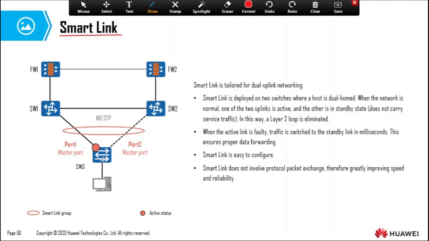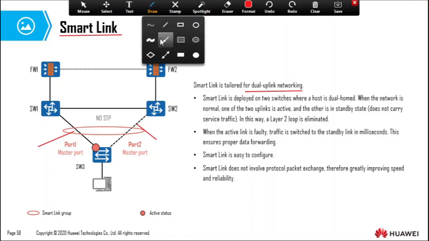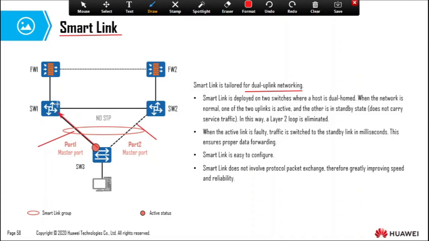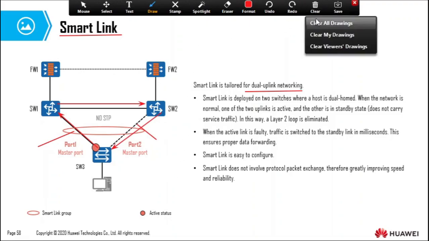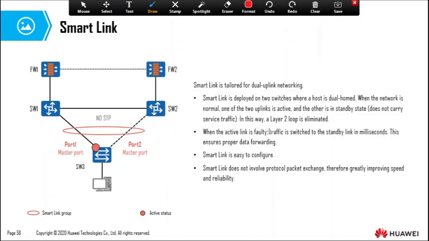Okay, so we can see Smart Link is tailored for dual uplink networking. S3 is connected to the aggregation layer switches via these two uplinks. If we have these two uplinks, then we have the probability of having a loop. When we are using Smart Link, it can eliminate layer 2 loops.